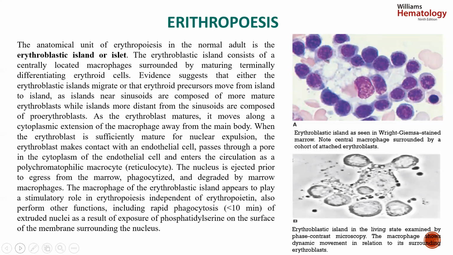The macrophage of the erythroblastic island appears to play a stimulatory role in erythropoiesis independent of erythropoietin. It also performs other functions, including rapid phagocytosis of extruded nuclei as a result of exposure of phosphatidylserine on the surface of the membrane surrounding the nucleus.